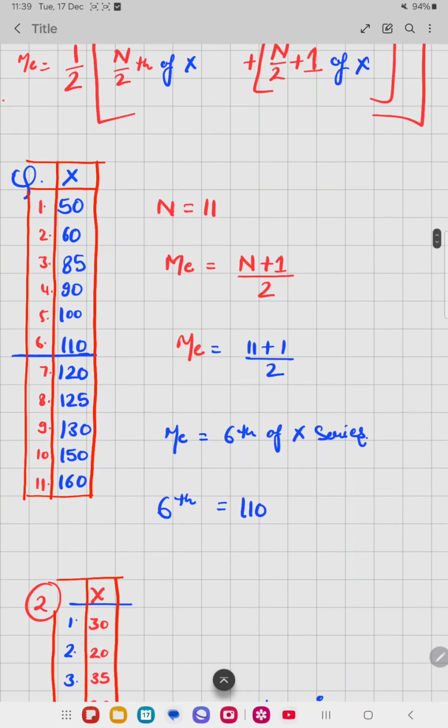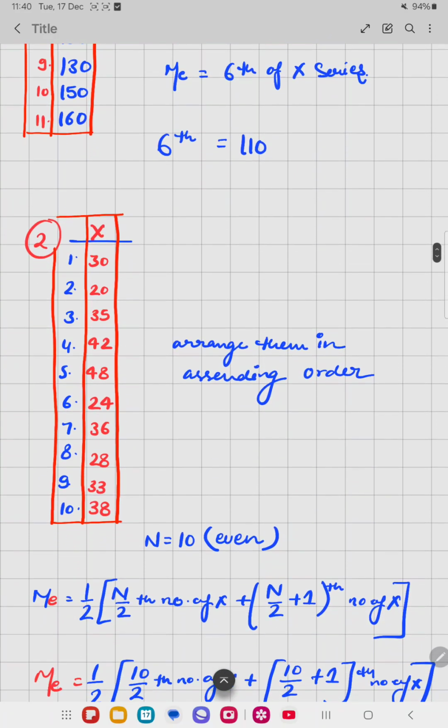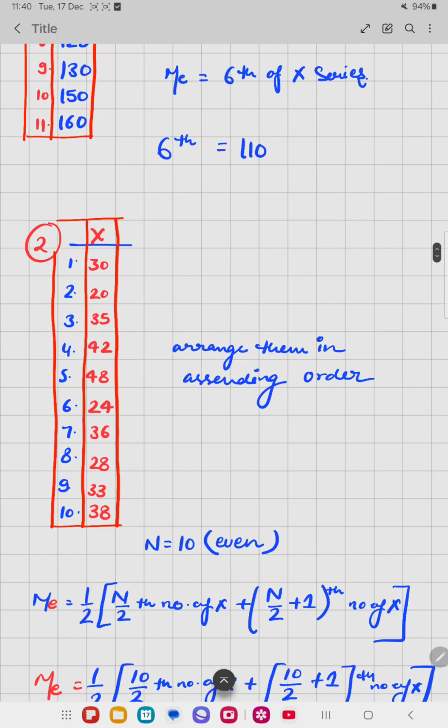The median here is 11 plus 1 by 2, which makes it the 6th in the x series. Now you have to find that 6th in the x series, and if you put it, then 110 is the 6th of the x series, which is the median. That's the correct answer. Now we'll look at another question.